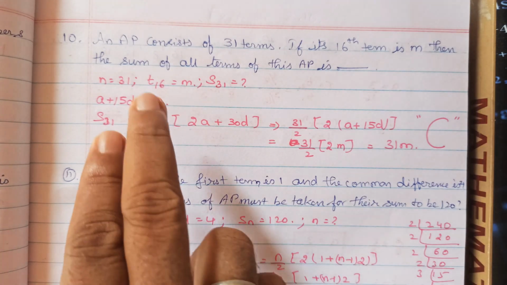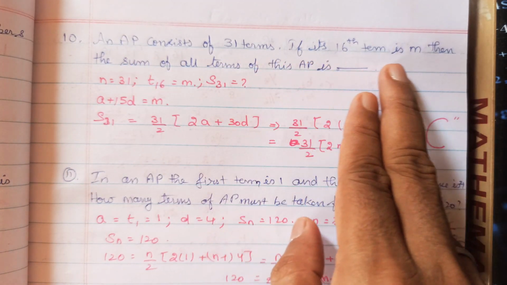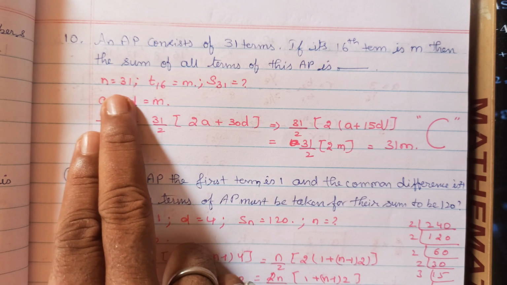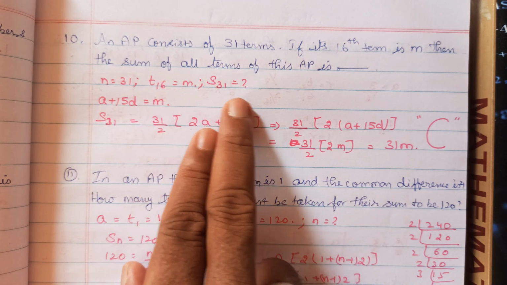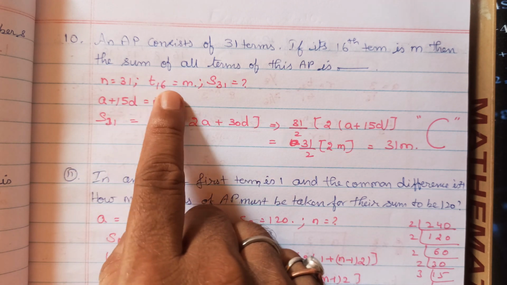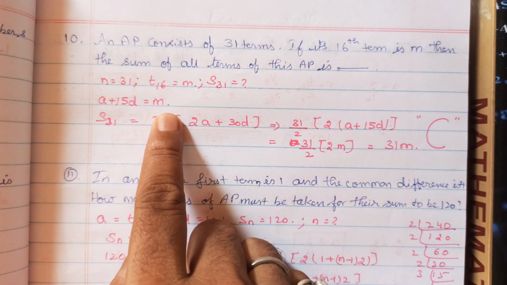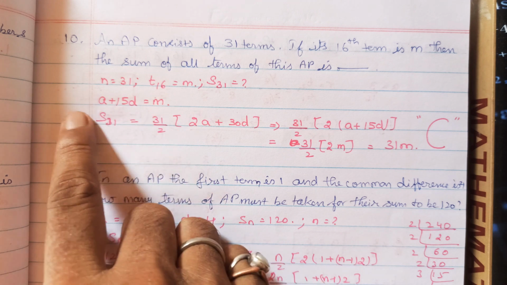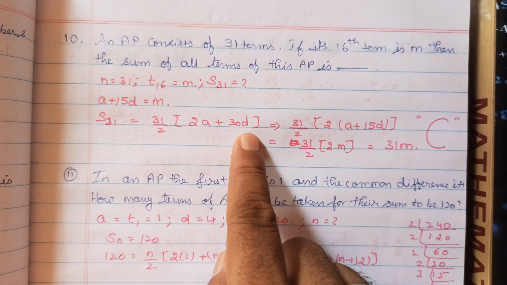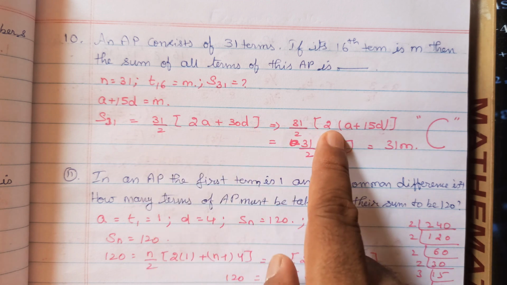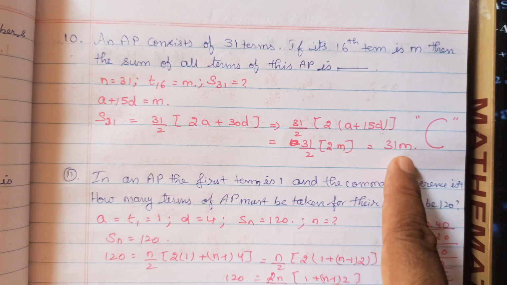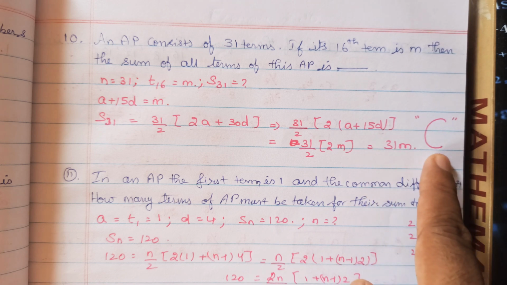Question number 10. In an AP consists of 31 terms. If the 16th term is m, then the sum of all the terms of AP is? n is equals to 31, t16 equal to m, s31 is equals to what? So as we know, we can write T16 as a plus 15d equal to m. So this we know. Substitute in S31, that is 31 by 2, 2a plus 30d. We take out 2 common, a plus 15d, 2m, 2 can be cancelled, it becomes 31m, which is the option C.